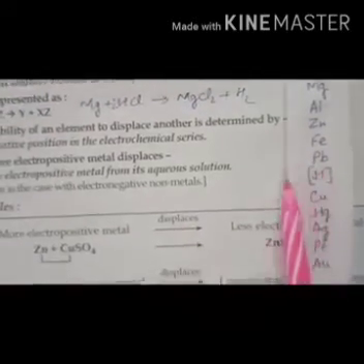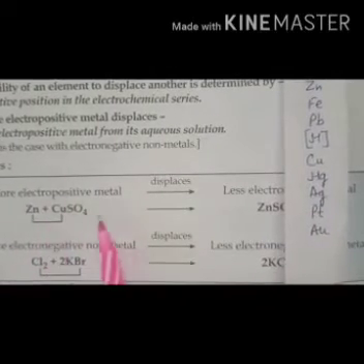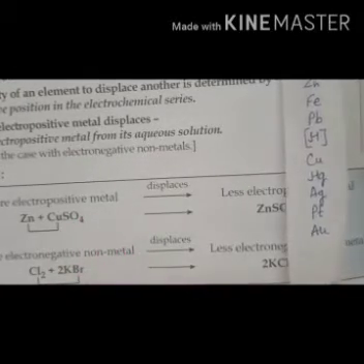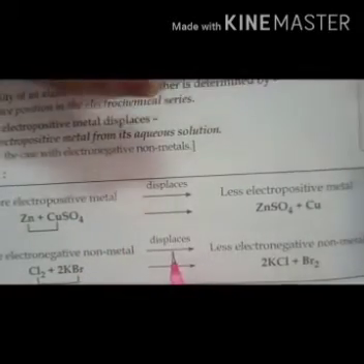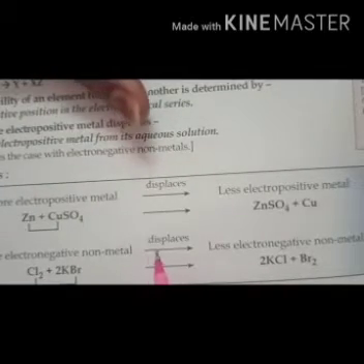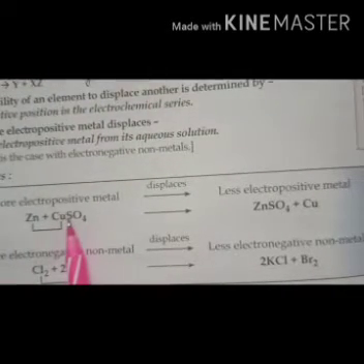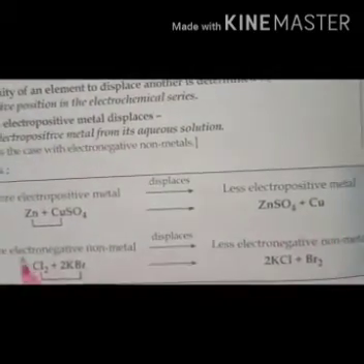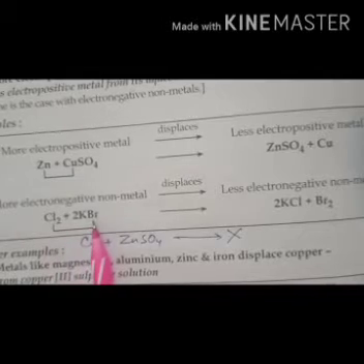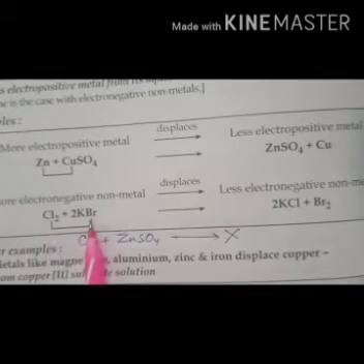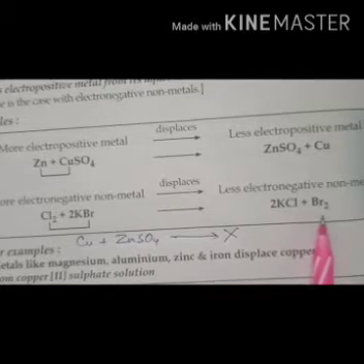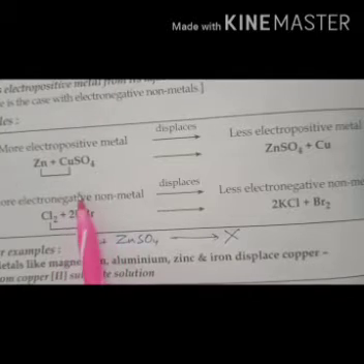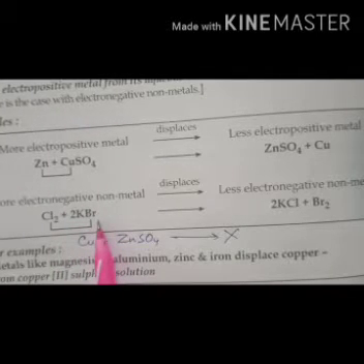So just look at the example. For example, when zinc reacts with copper sulfate, it forms what? Zinc sulfate and copper, meaning zinc replaces copper from its salt and forms zinc sulfate and copper. In the same way, chlorine's position is above bromine. So when chlorine reacts with potassium bromide, it forms potassium chloride and bromine. Why? Because the position of chlorine is above bromine. So chlorine can replace bromine, right?